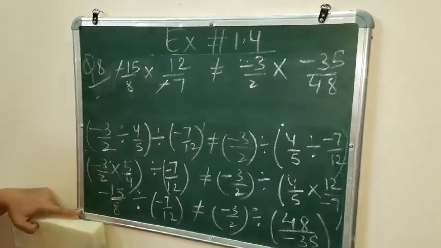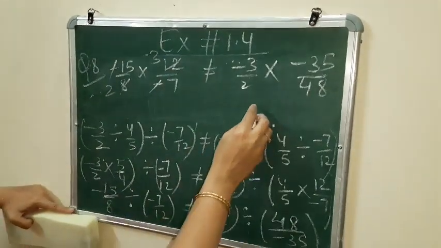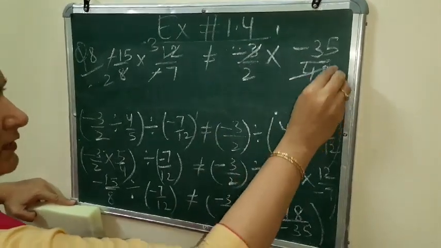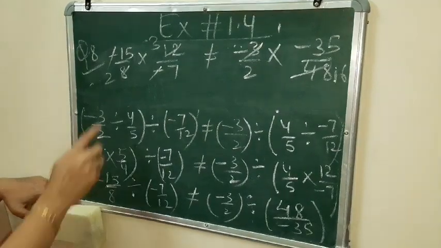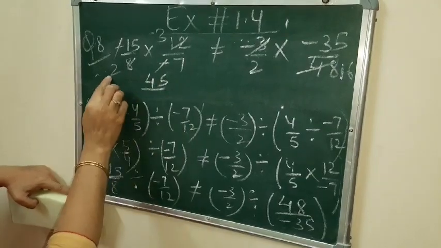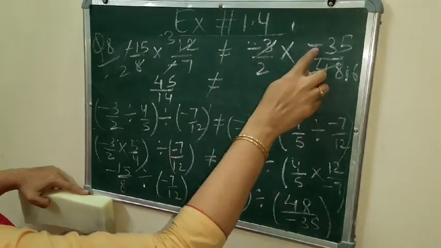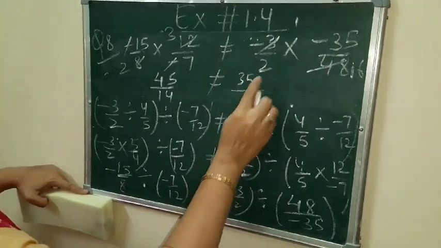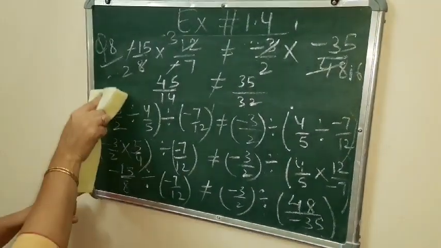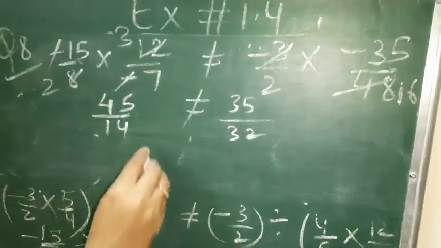Minus and minus cut, 4 2s are 4, 3 3s are 3. Here also 3 and 48 can be divided, 3 1s are 3 and 48 3 16s are 48. Now you are left with 15 into 3, that is 45, 2 into 7 is 14. Here it is minus minus plus, 35 upon 16 2s are 32. You can see that both are not equal. That means LHS is not equal to RHS, and this is what we have to verify.